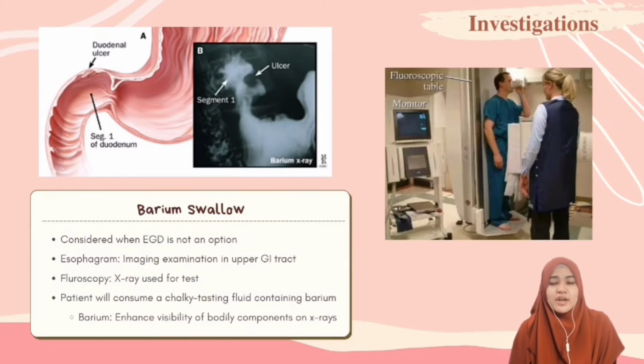When EGD is not an option, barium swallow is considered. It is an esophagram imaging examination that examines for issues in the upper GI tract. Fluoroscopy is a sort of X-ray that is used in this examination. A chalky testing fluid containing barium, which is a chemical that enhances the visibility of bodily components on X-ray, is also consumed as part of the test.